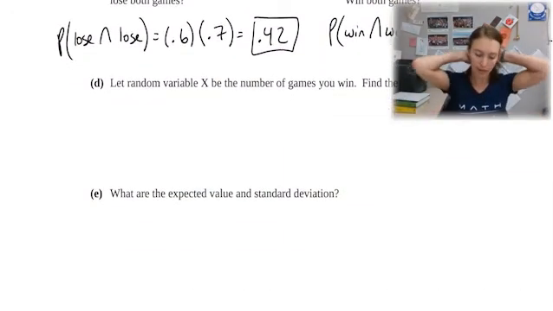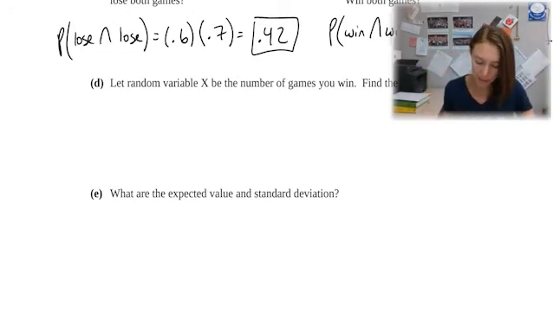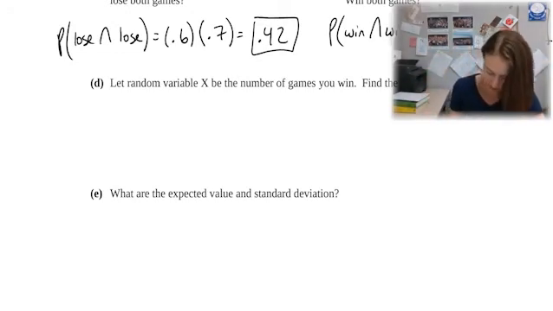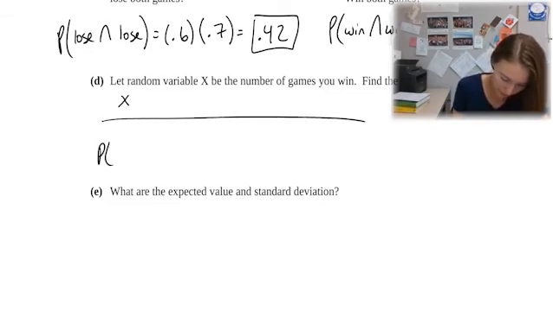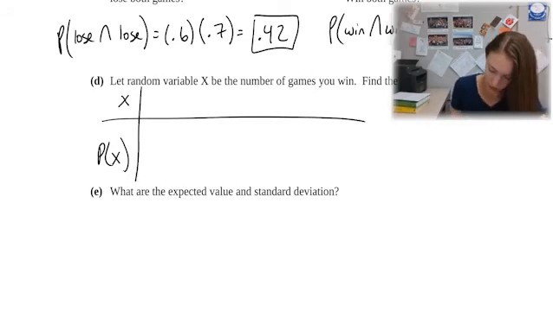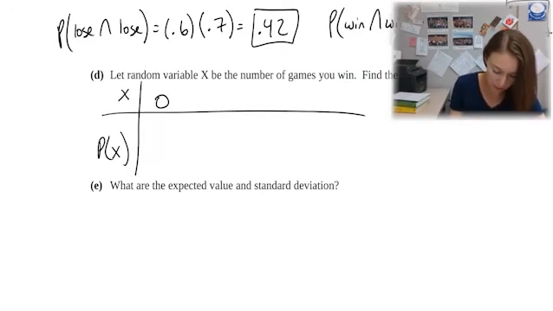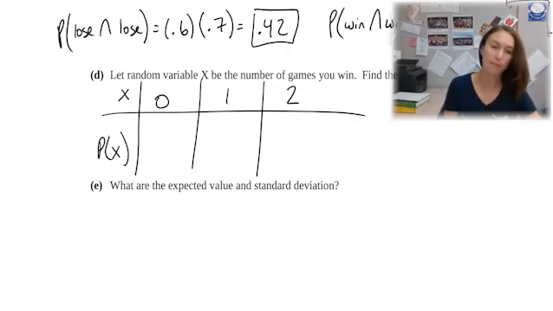Let X be the random variable of the number of games you win. Find the probability model for X. So X, probability model, this is going to be our table. So X and probability of X. Number of games I win: I could win 0 games, I could win 1 game, or I could win 2 games.